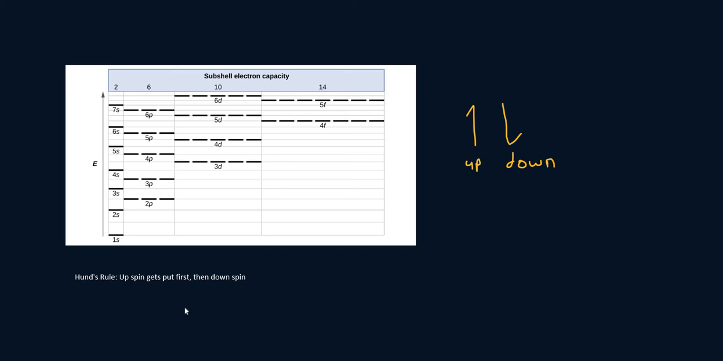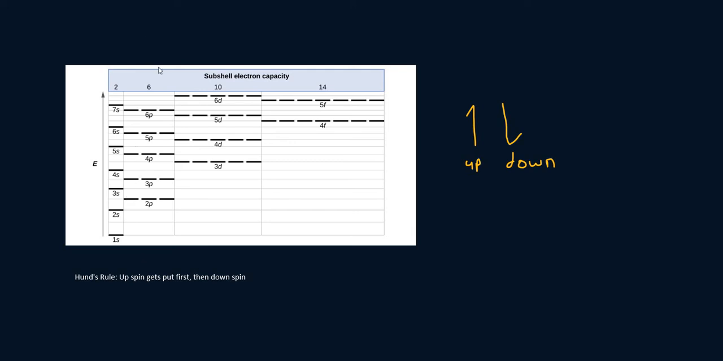doubling up. So all of your up-spun electrons get put, and then you can go back and do your down-spun electrons. And we kind of saw that when we were doing the quantum numbers, with drawing out all the plus 1/2 first, and then going back and doing the negative 1/2.